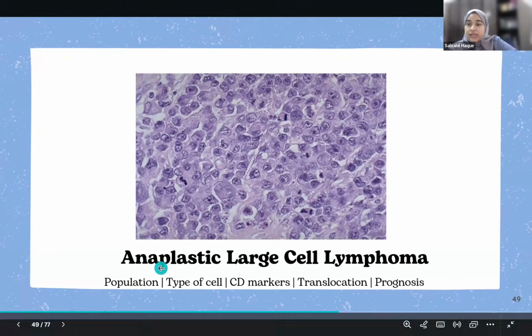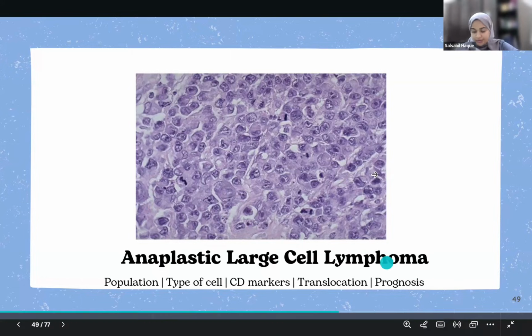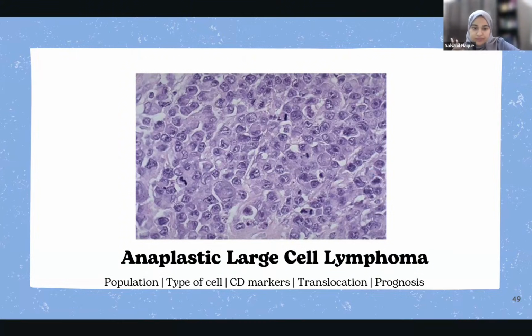The population, it can affect any population. It's a very aggressive type of cell. It is a T cell lymphoma. CD markers, CD30, very, very important. CD30 is specific for anaplastic large cell lymphoma. And there are no specific translocations. However, the prognosis is very, very bad. It can affect any age group: bad prognosis, CD30. That's all you need.